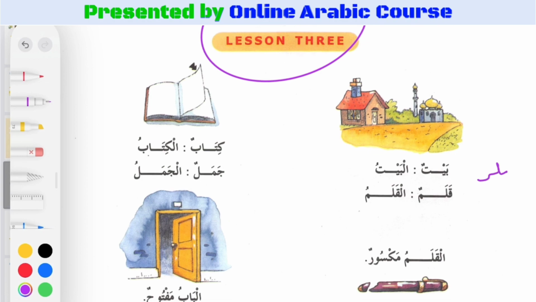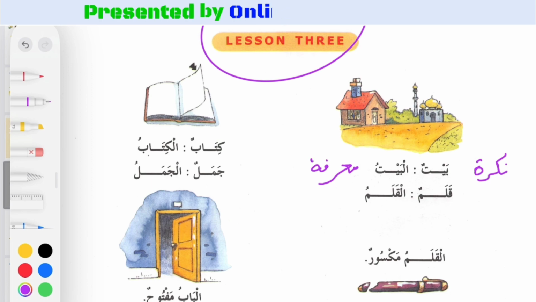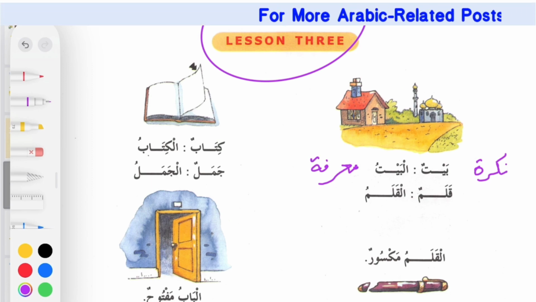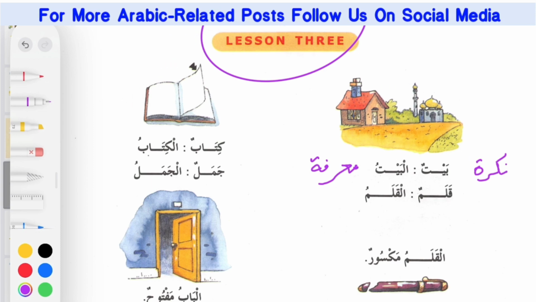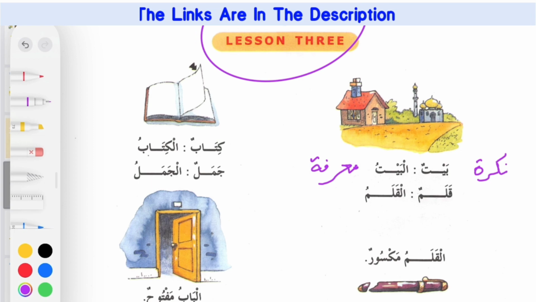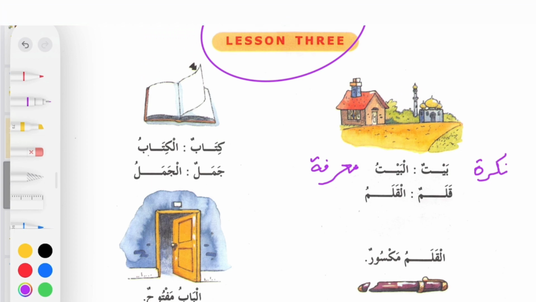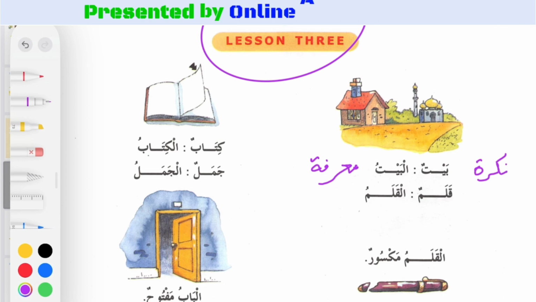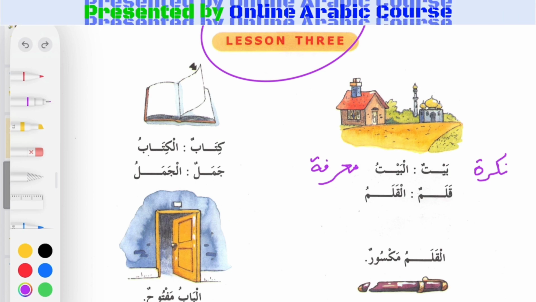Nakira and ma'rifa. And now, what is nakira and what is ma'rifa? In short, nakira means indefinite and ma'rifa means definite. Nakira, indefinite, ma'rifa, definite. And now, how to recognize them in Arabic? So the answer is very simple. First of all, look at the word.